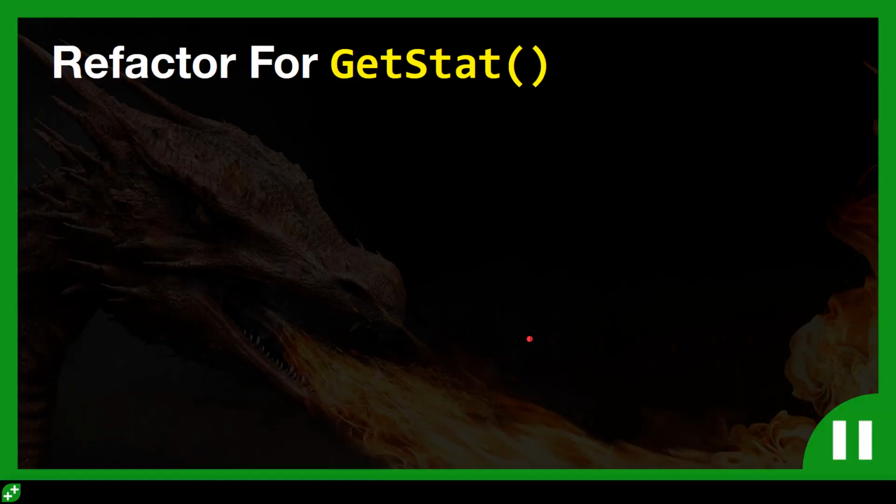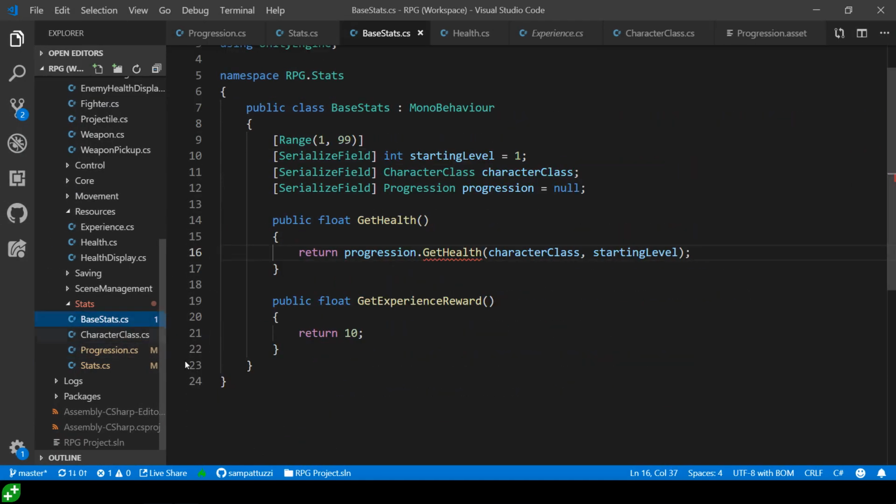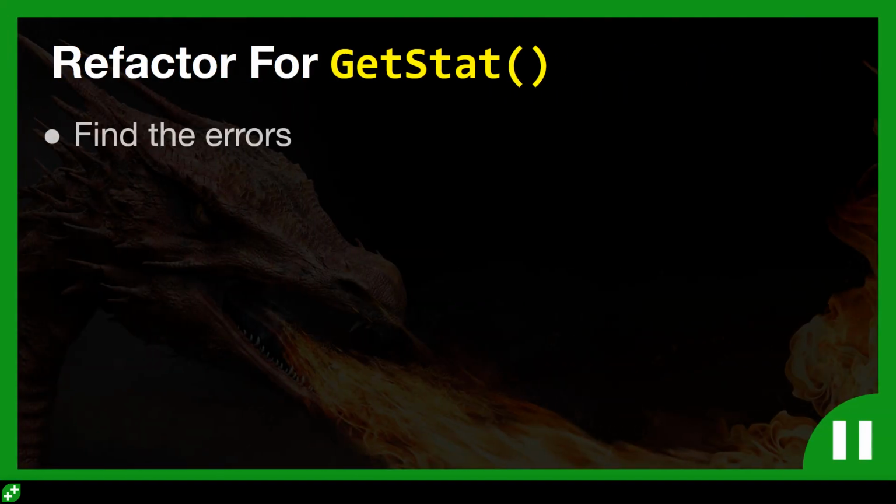So now I'd like you to refactor for get stat in the rest of the code base and propagate the changes through there as best you can. And in fact, I want to clarify that in base stat, I think we can make this method here, instead of having a get health and get experience reward, I think we can just replace all of that with a get stat method there as well. So find the errors and fix the errors if you can. Pause the video and give it a shot.